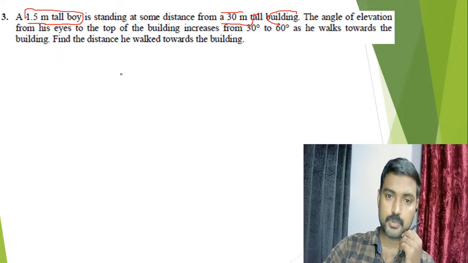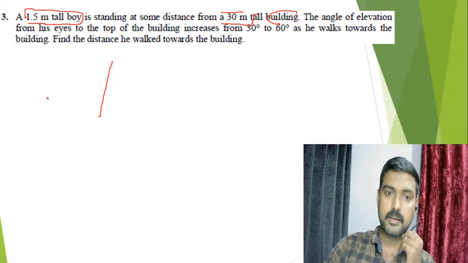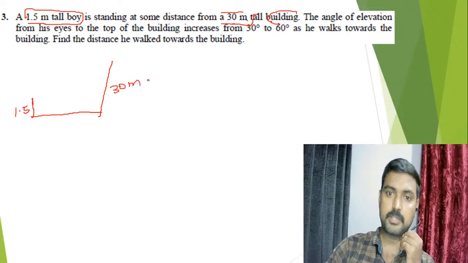So my dear students, first of all we can understand there is a building. So we can mark the building at first. Later we can mark the ground level also there, because a boy needs to stand. It will be on the ground, you know. So a boy is standing here. His height is given as 1.5 meter. And the building is a 30 meter tall building. So the height of this building is 30 meter.